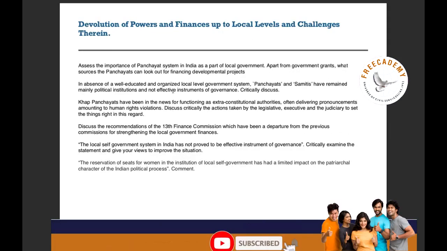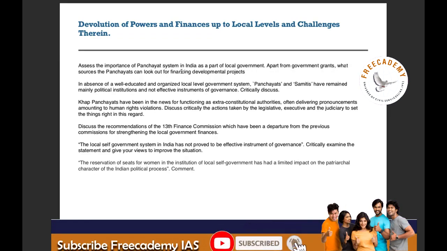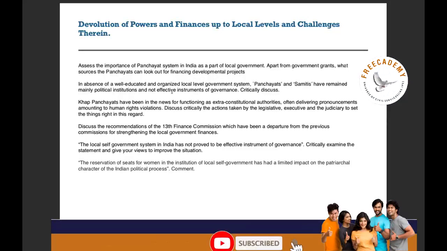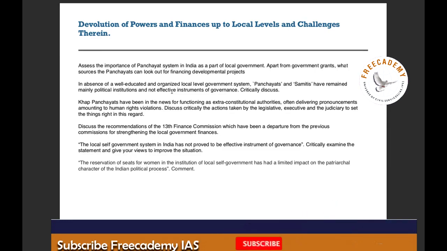Then about the local level government, they are asking about the panchayat system in India, how the panchayat system of India is of importance. Is it of some benefit? How it can be used for financial development? But sometimes we see that the panchayat people, those who are elected, are not well educated. So how are they not becoming an effective instrument of governance? So what can we do about it?